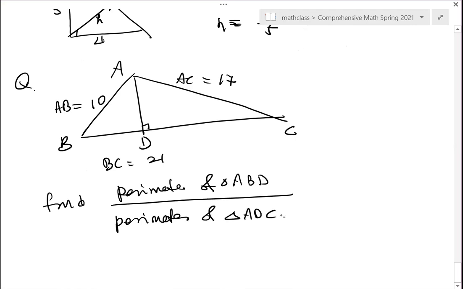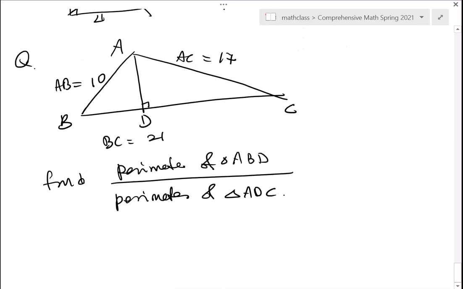Now, of course, if we can find all the information, AD, BD, and DC, then you solve the problem, right? What is the quickest way to solve the problem? Clearly, this is not a right triangle. 10 squared plus 17 squared is not going to be 21 squared. So it's not a right triangle.